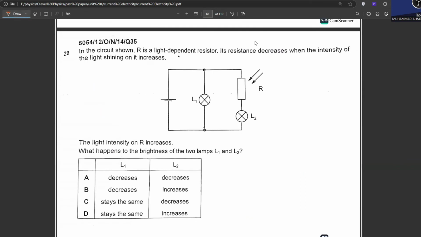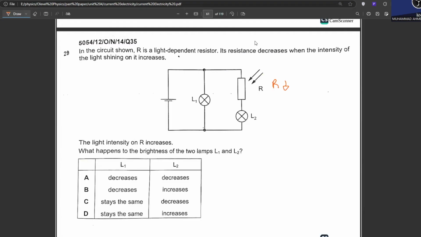Let's see this. In the circuit shown, R is a light dependent resistor. Its resistance decreases when the light intensity shining on it increases. The light intensity on R increases. So the resistance of R will decrease. What happens to the brightness of the two lamps L1 and L2?